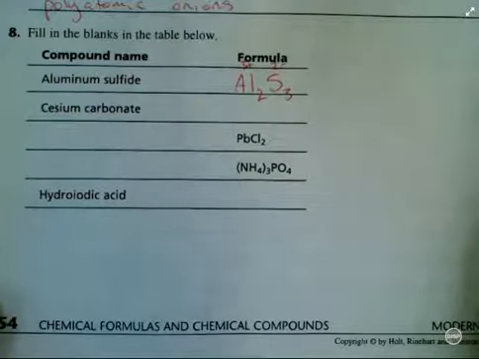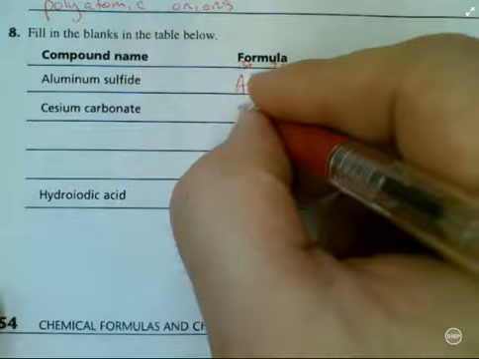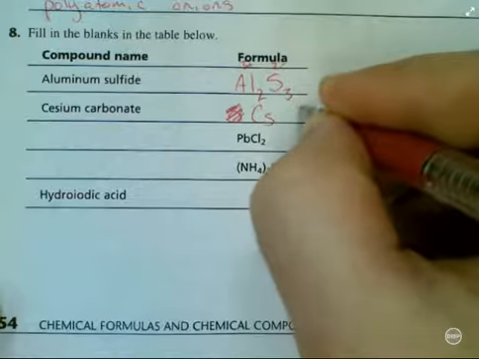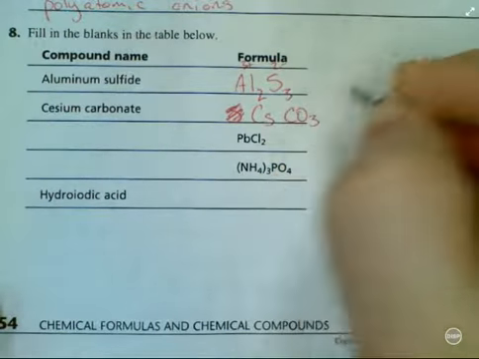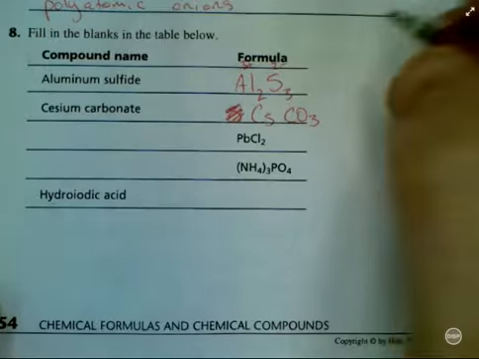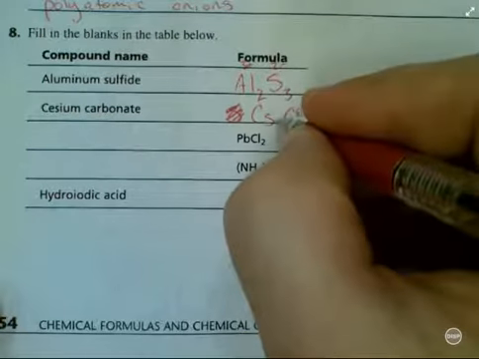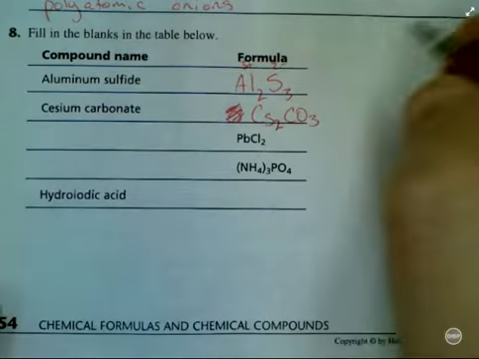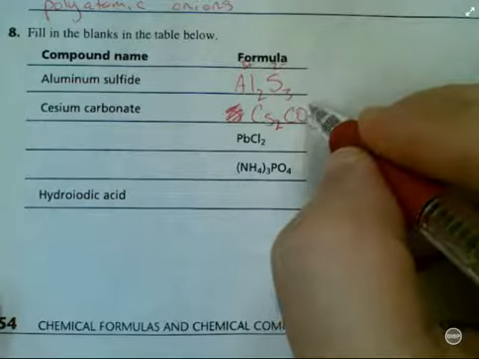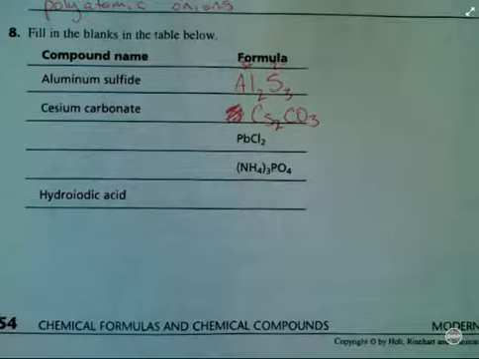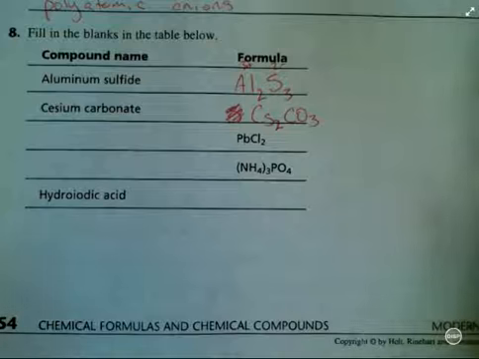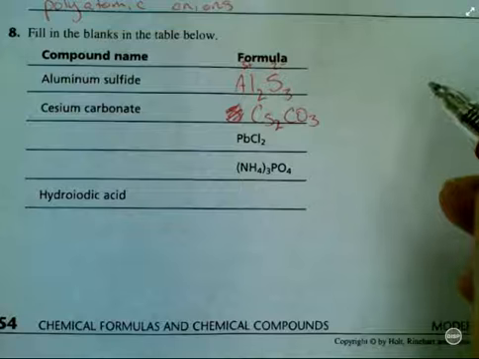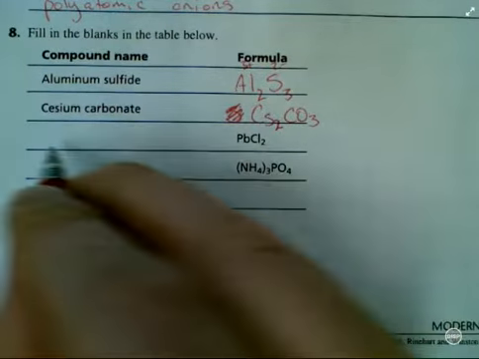Looking at cesium carbonate, I'm going to have to look at the polyatomic ion sheet to see that carbonate is CO3. So I'm going to have cesium, however you want to say it, and carbonate. I also want to look at these charges. In order to balance these charges, I'm actually going to need 2 of these cesium atoms and only 1 of the carbonates, because cesium is in main group 1. It's got a charge of +1. Carbonate is coming in with a -2, so I'm going to need 2 of these cesium to balance out 1 of the carbonates.